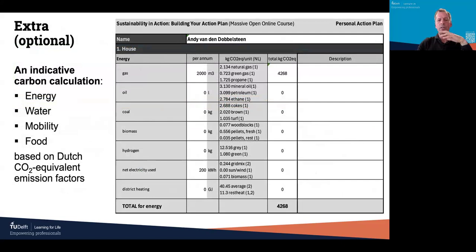Extra and optional is another sheet in Excel where you can actually calculate your carbon emissions and see how your current way of living is doing and what you want to change there. So what you want to change in the way you use energy, water, mobility, or food, for instance.